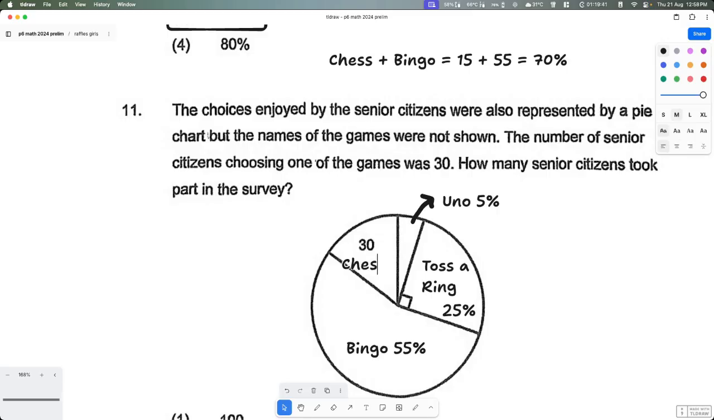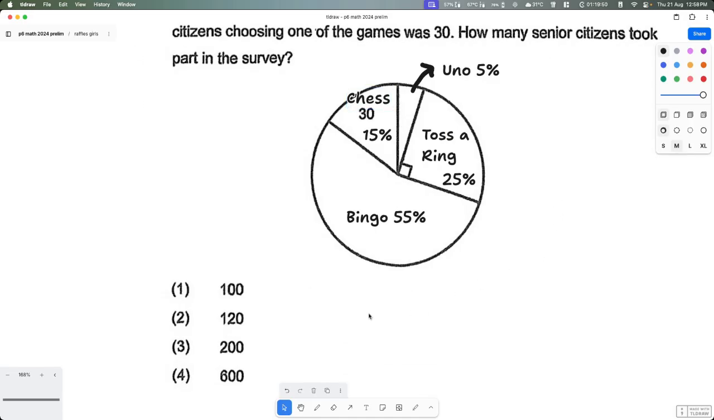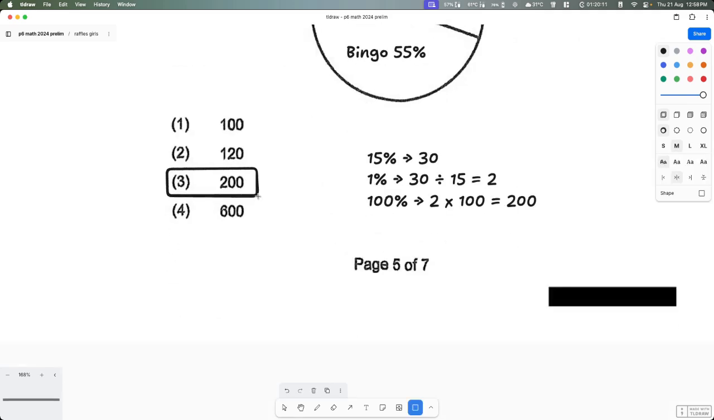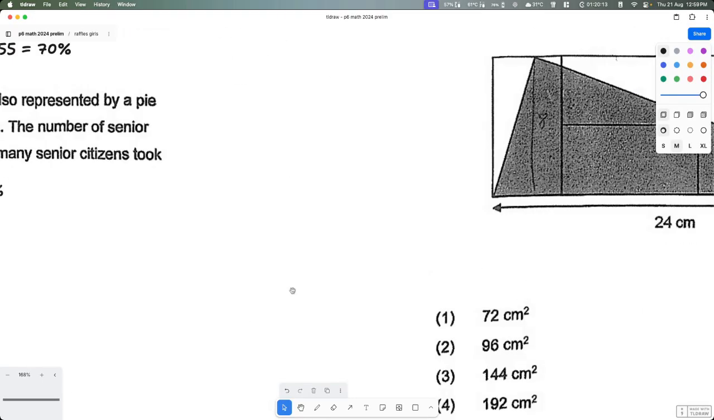So chess is this 30, and chess is also 15% in this case. So that means chess is 15%, which is equal to 30. So 1% is equal to 30 divided by 15, which is equal to 2. 100% is equal to 2 times 100, equal to 200, which is option number 3. All right, let's move to the next question.